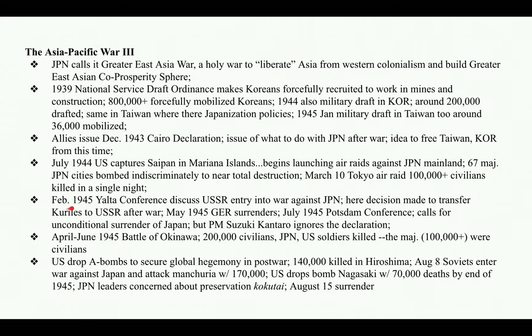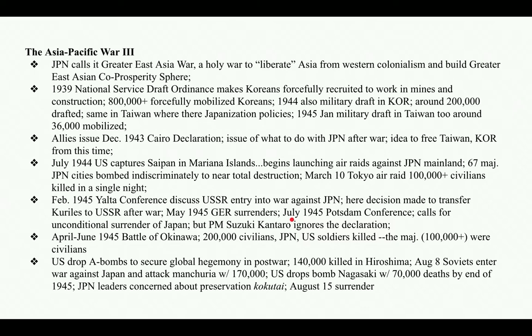In February 1945, the Yalta Conference discussed Soviet entry into the war against Japan, and here the decision was made to transfer the Kuriles to the USSR after the war, thus starting a territory dispute that lasts to this day. In May 1945, Germany surrendered.